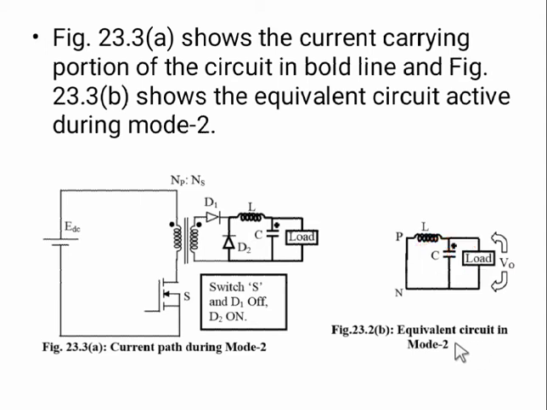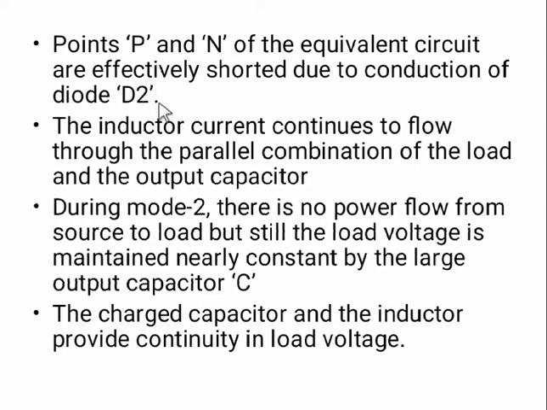This is the equivalent circuit of mode 2. Mode 2 starts when switch S is turned off. So in this case, D1 is off and D2 is on. The points P and N of the equivalent circuit are effectively shorted due to the conduction of diode D2. So diode D2 is in forward bias condition, so these two terminals of the diode are short circuited, and the inductor current continues to flow through the parallel combination of the load and the output capacitor.